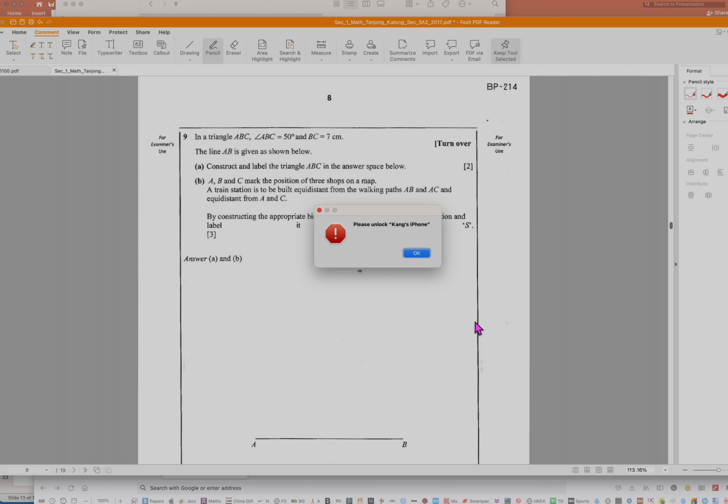Okay, let me check. BC is 7 cm. I have to redraw. I think you need to make use of the compass. If you never make use of the compass, it's wrong. You are supposed to draw with the compass for the length as much as possible.